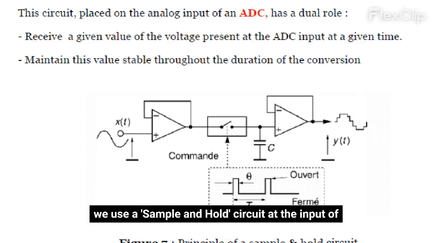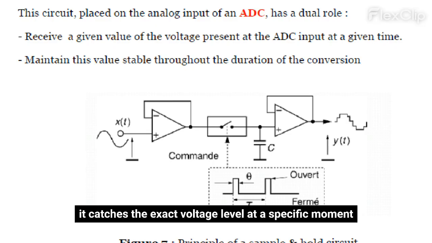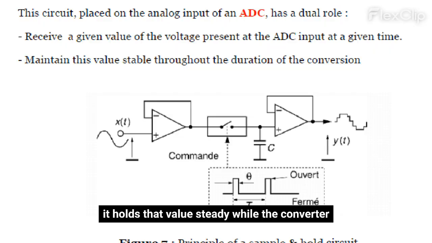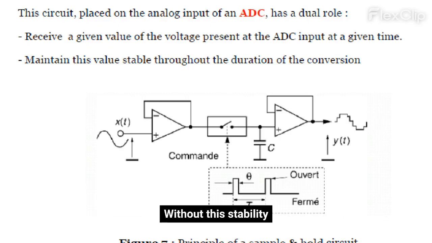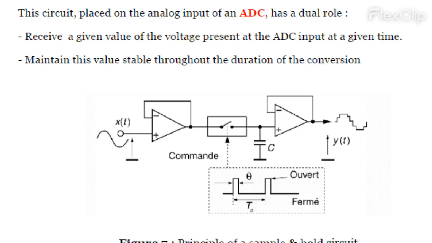In practice, we use a sample and hold circuit at the input of an analog to digital converter. This circuit has two jobs. First, it catches the exact voltage level at a specific moment, and second, it holds that value steady while the converter does the heavy lifting of turning that voltage into a binary number. Without this stability, the resulting digital data would be highly inaccurate.